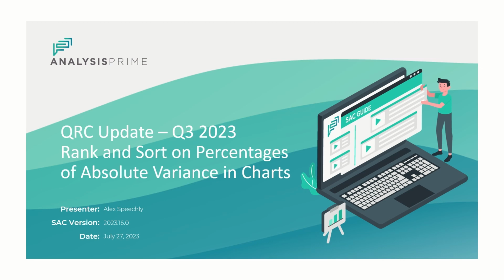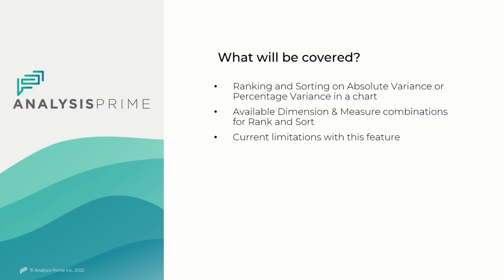In this video, I'll walk you through how to rank and sort on percentages of absolute variance in charts. This is part of the latest QRC update for Q3 2023. What we'll be covering is how we can rank and sort on absolute variance or percentage variance in a chart, what are the available dimension and measure combinations to use the rank and sort functionality, and what are the current limitations with this feature.